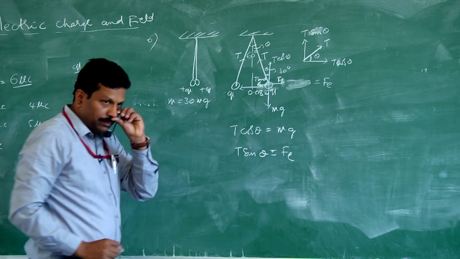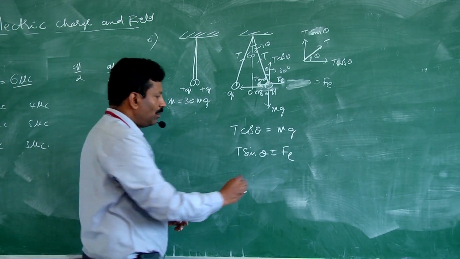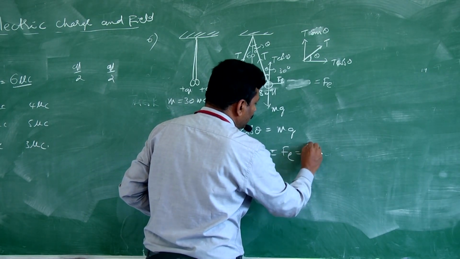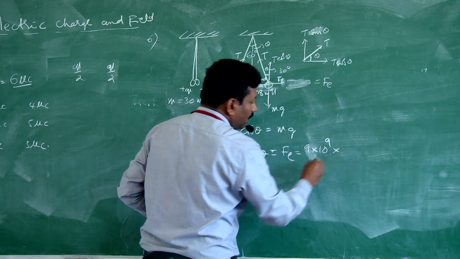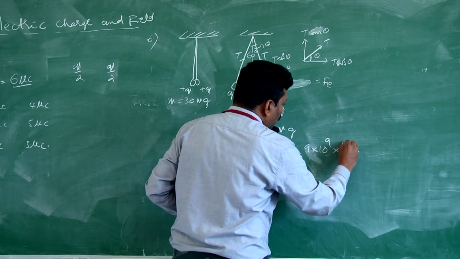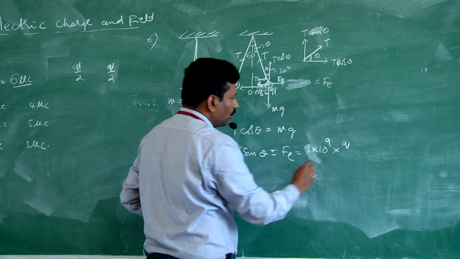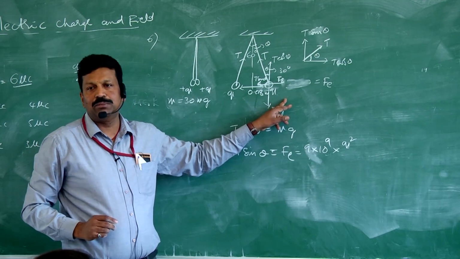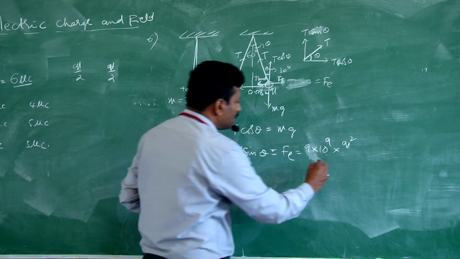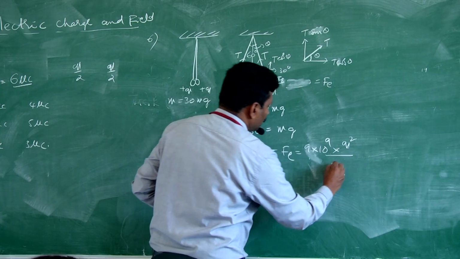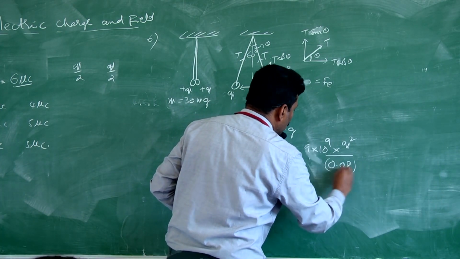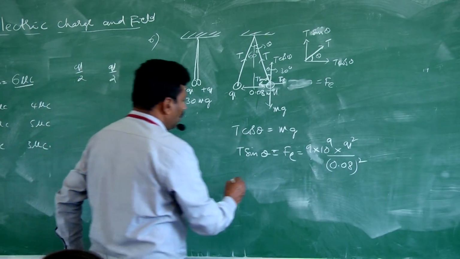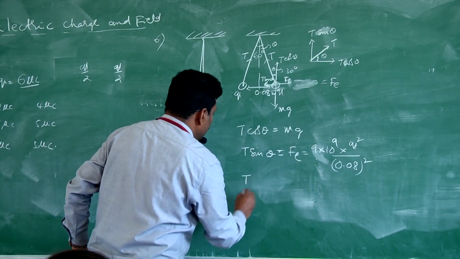What is electrostatic force here? Formula 1 by 4 pi epsilon, direct ಆಗಿ ಬರಿಬೋದಲ್ವಾ, 9 into 10 to the power 9, then q square ಅಂತ ಬರಿಬೋದಾ? Because both have the same charge, q squared. What about distance? 0.08 whole square. That's in meter, correct? Right. So now this is t sin theta.